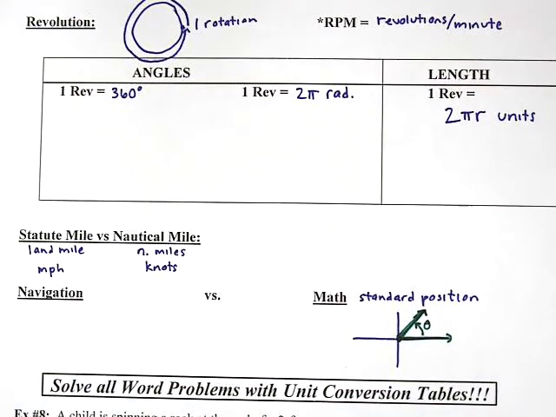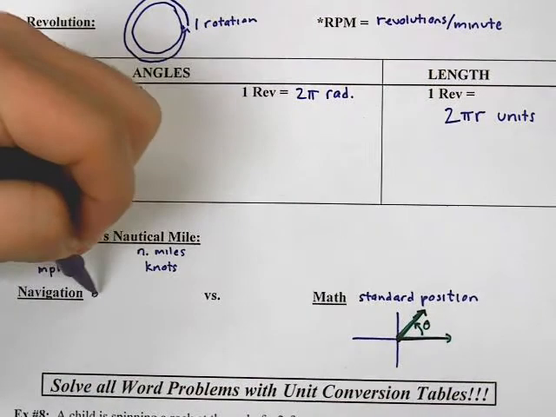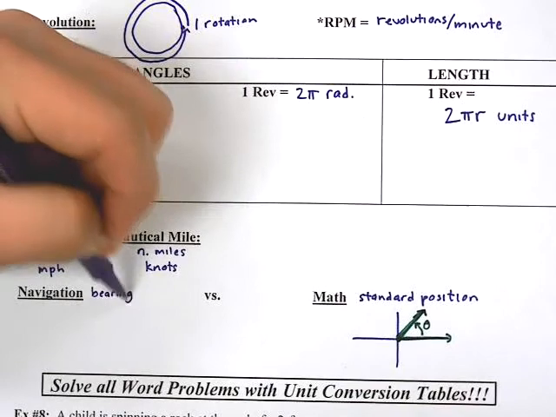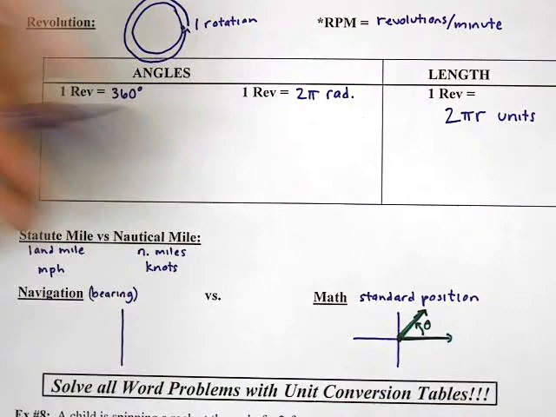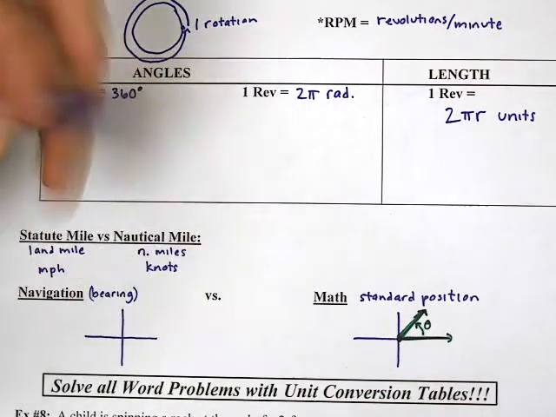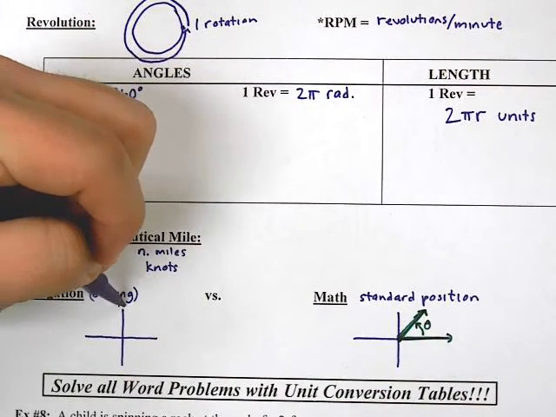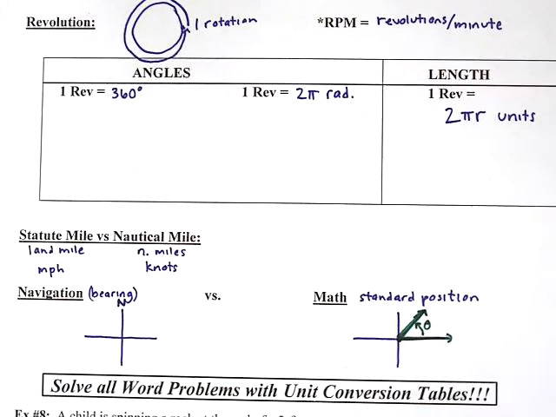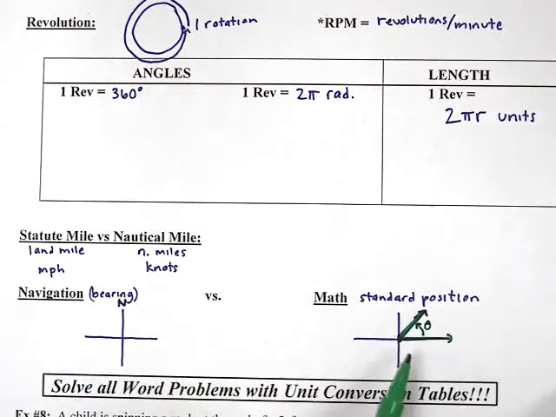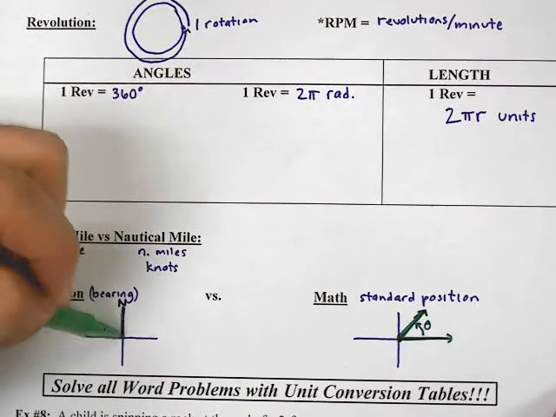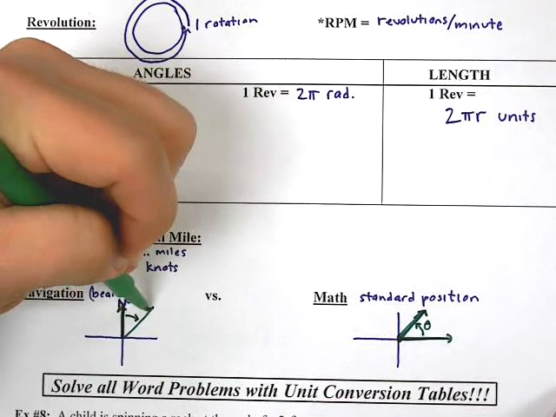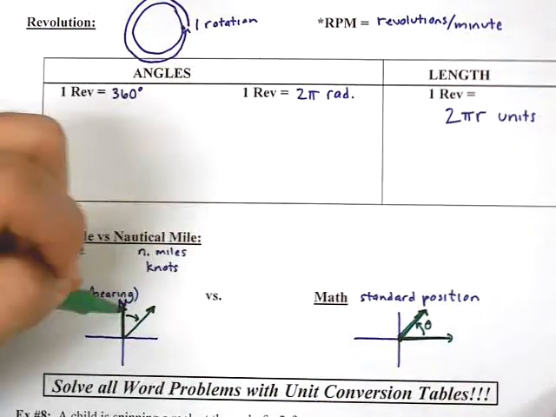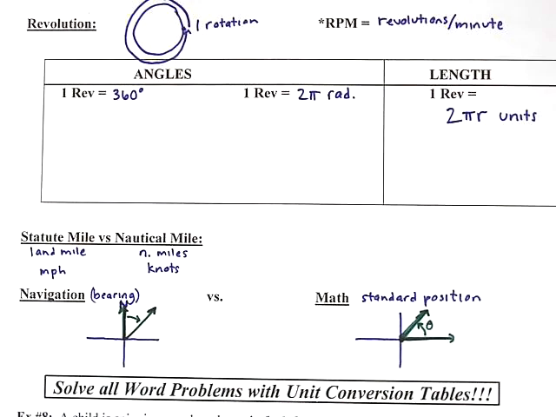Well, in navigation it's a little different, and if you remember that word yesterday, we were talking about bearing. So with bearings, we need to remember that a lot of the times we like to talk about due north. So instead of starting at the positive x-axis, we start at the positive y-axis, and now our theta goes something like that. So this is just something to keep in mind for our word problems.